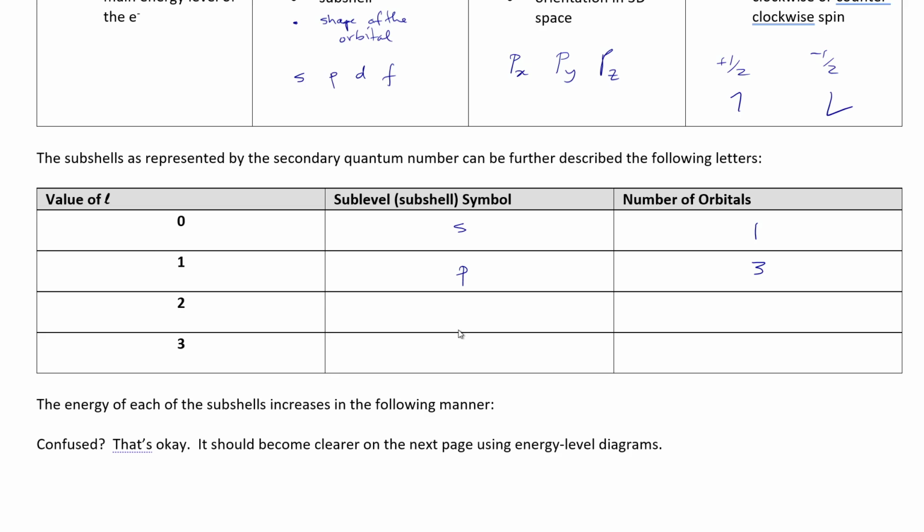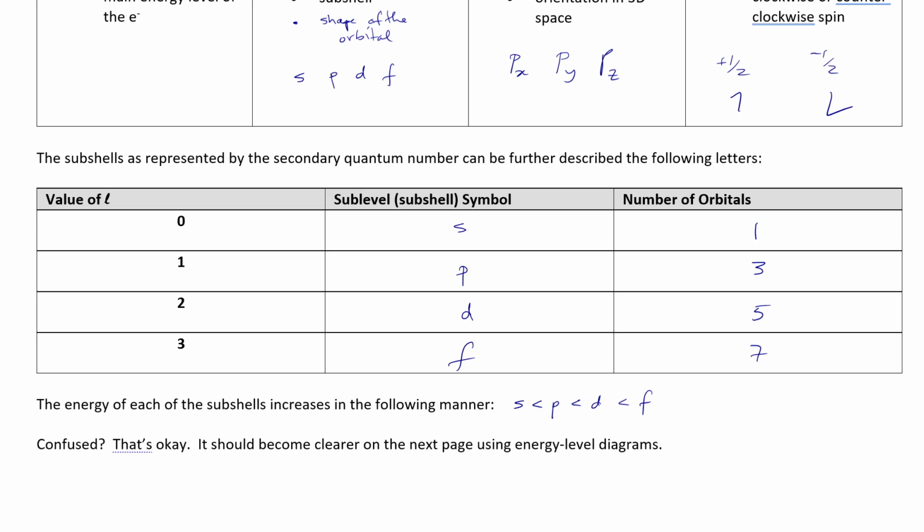When L is equal to 2, that's the d orbital, and we saw previously that there are 5 types of d orbitals. Finally, when L is equal to 3, we end up with the f orbitals, and there are 7. And we can see that as we increase by 1 in the value of L, the number of orbitals goes up by 2. There is also a discrepancy in the energy of each of these orbitals. So S has the lowest energy of these types of orbitals. Then P has more energy, then D has more energy, and then F has more energy after that.